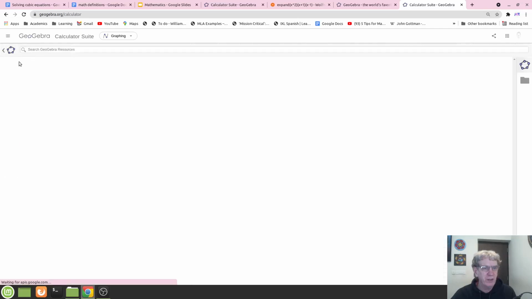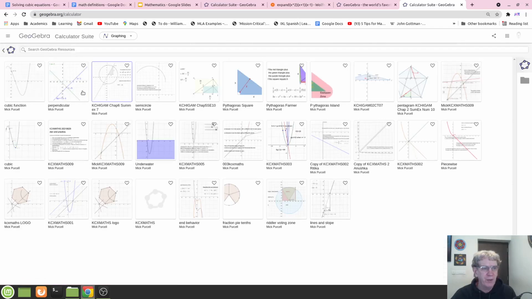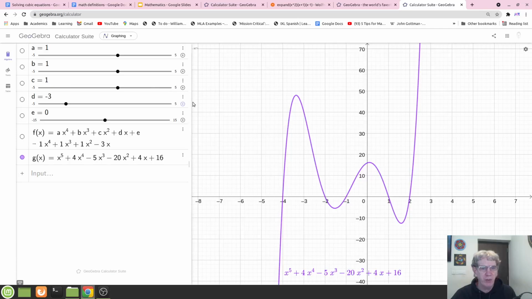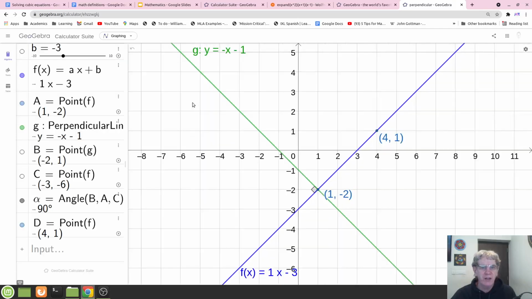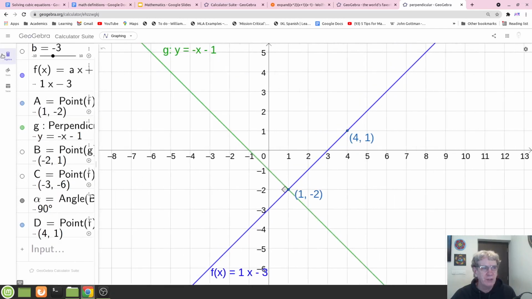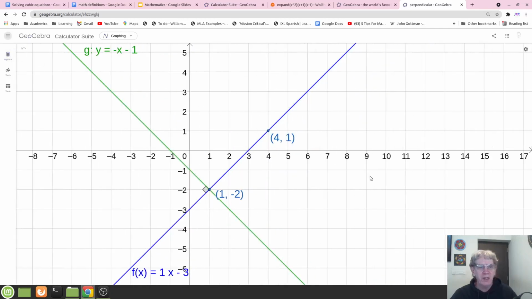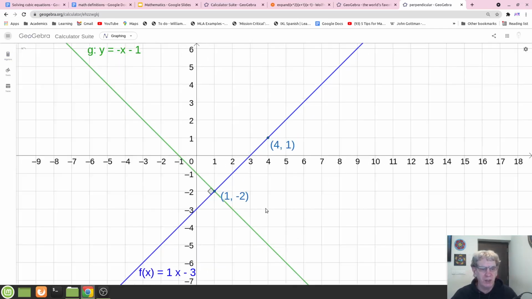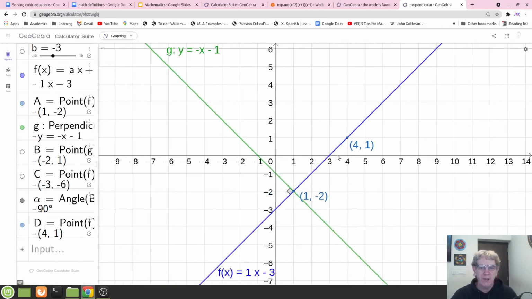I have one already: perpendicular lines. Okay, so here they are. All right. Let's just do this. Okay, so I have here these two perpendicular lines. Let's look at them a little bit more carefully. All right, one of them is y equals x minus 3.